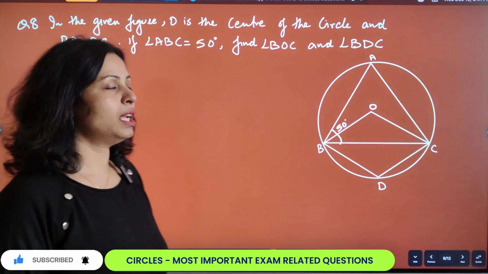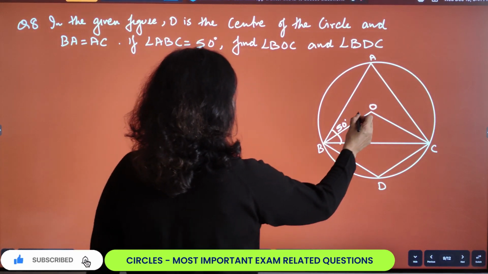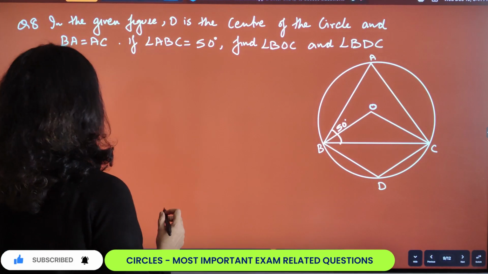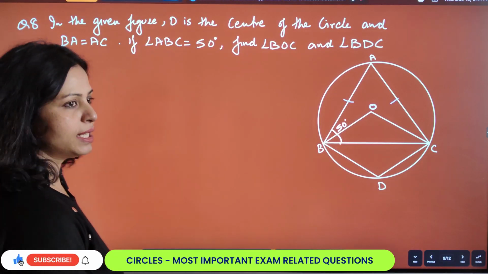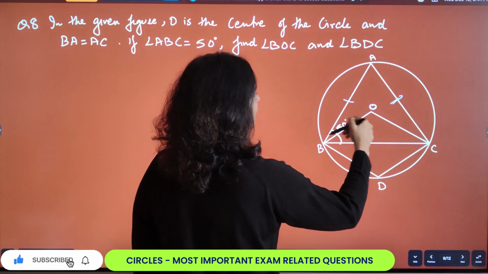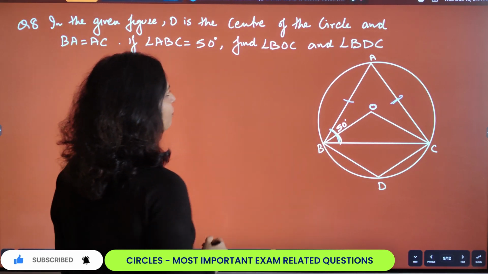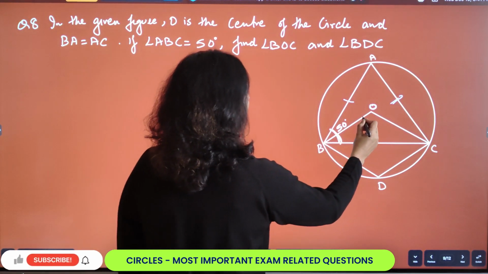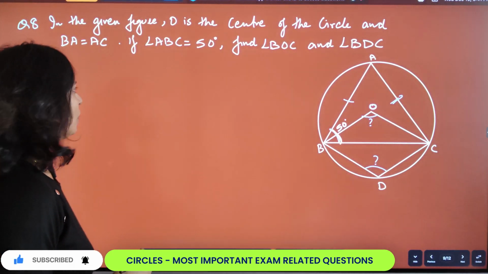Now coming to the 8th question. In the given figure, O is the center of the circle. This is the center of the circle and BA is equal to AC. That means it is like an isosceles triangle, and angle ABC, this whole angle, is 50 degrees. You have to find angle BOC and also angle BDC.